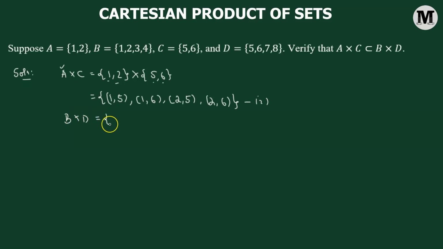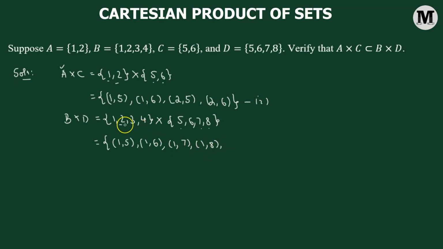So B contains four elements. So we have 1, 2, 3 and 4. We're going to find its Cartesian product with the set D, which also contains four elements, 5, 6, 7 and 8. Okay, the procedure remains the same. We have to pick up the first element of the first set, which is 1, and then form an ordered pair with each of the four elements of the second set, that is D. We're going to get (1, 5), (1, 6), (1, 7), and then (1, 8).